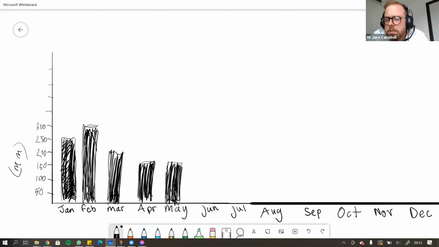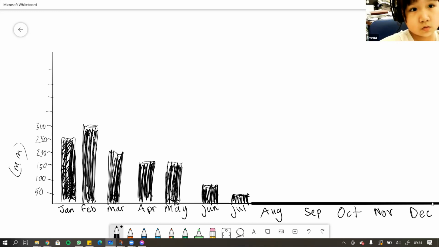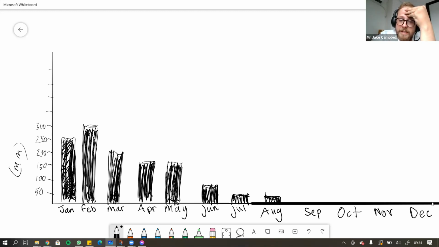So the season changes in June. Emma, what season is it in June? Summer. Summer, that's it. It starts to become summer and we get a lot less rain. And then in July, even less. We get 50. And it stays like that in August. 50 millimeters of rain again.